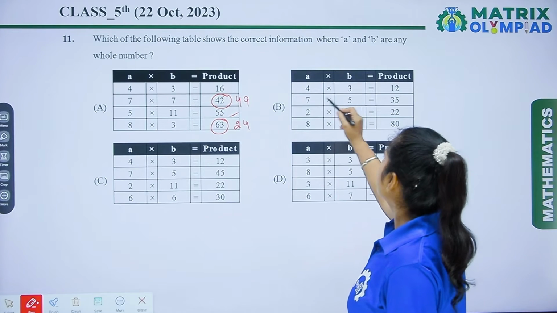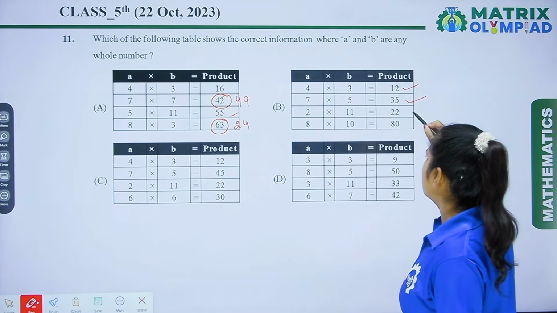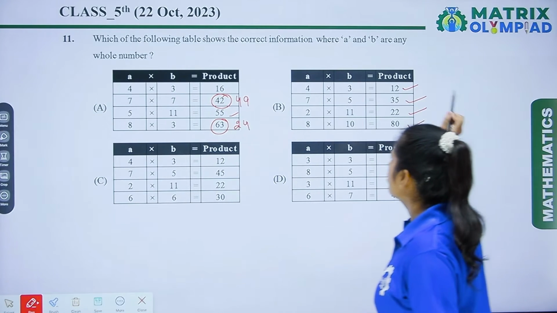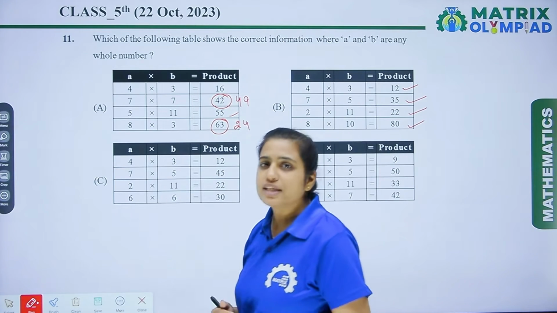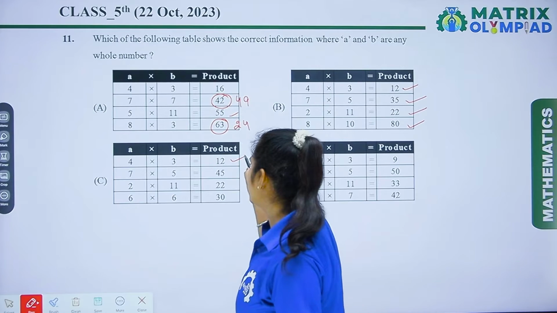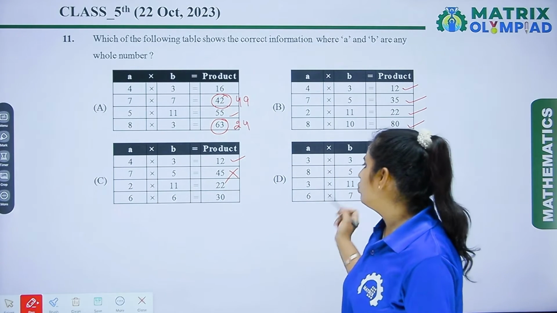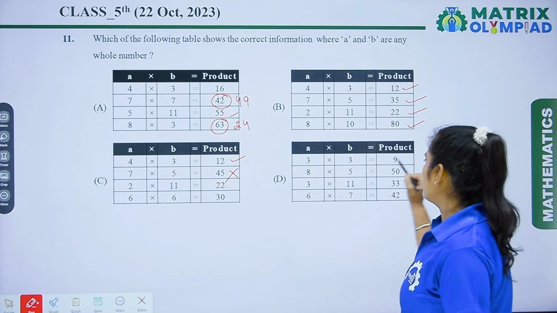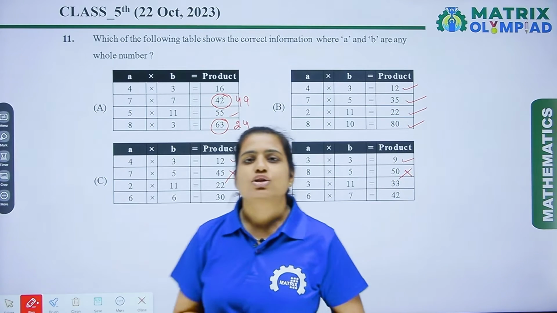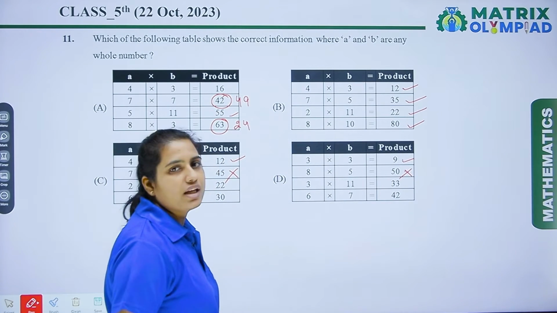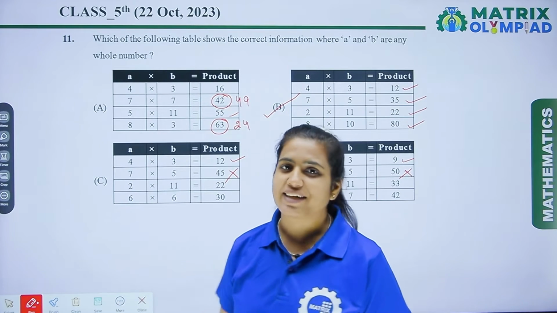Option B: 4 times 3 is 12. This information is correct. 7 times 5 is 35. 2 times 11 is 22 and 8 times 10 is 80. So option B has all the information correct. Now let's check option C also. 4 times 3 is 12. 7 times 5 is 45. This information is incorrect. So let's move on to the next option. 3 times 3 is 9. 8 times 5 is 50. So this option is also incorrect. So here we get option B with all the information correct. So option B is the correct answer.